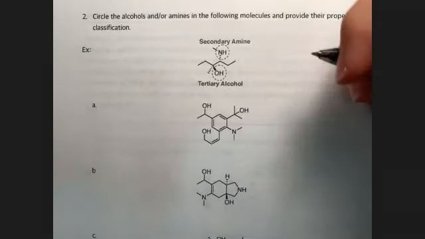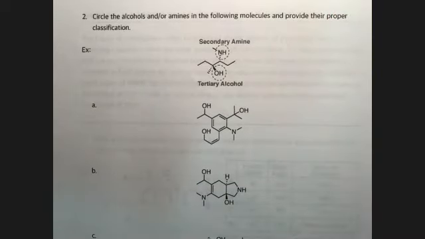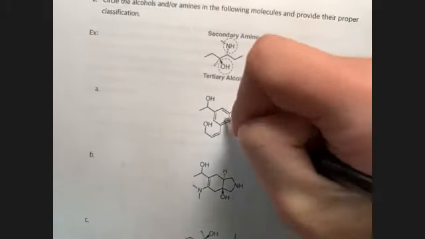All right, so when we're classifying amines, we classify based on how many carbons are directly attached to the nitrogen. And that's a little bit different from alcohol. So let's just do the amines first. Over here, we have this amine functional group. How many carbons are next door? There's 1, 2, 3. So this is a tertiary amine.